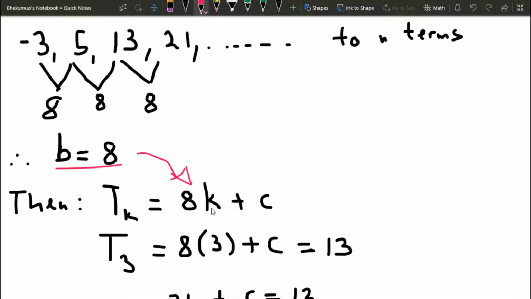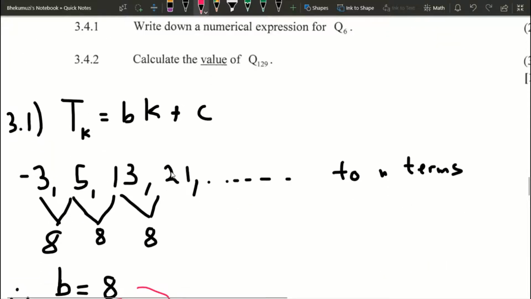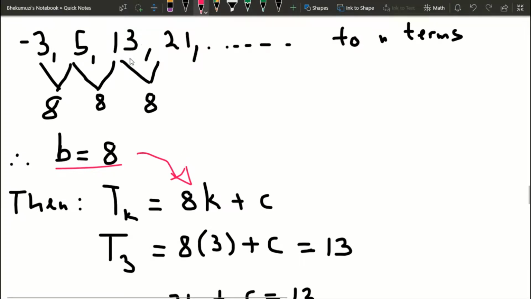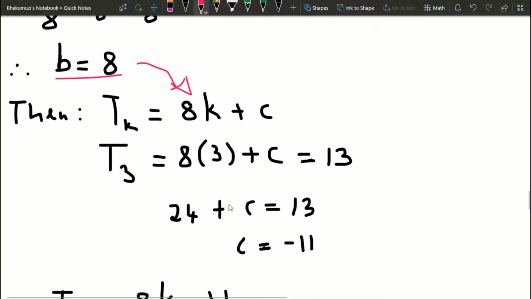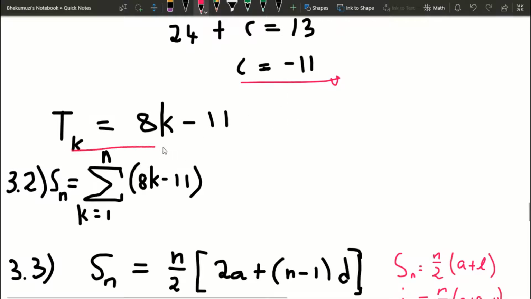But now what do we do here? Now we need to look back at the sequence and choose any of the possible terms that you'd like, and then you substitute. For me, I chose 13, which is the third term, so it's t_3 = 8(3) + c, and then you can see that in actual fact 8 times 3 plus c is equal to 13, and then we just solve for c and we get -11. Then we just rewrite it as t_k = 8k - 11.